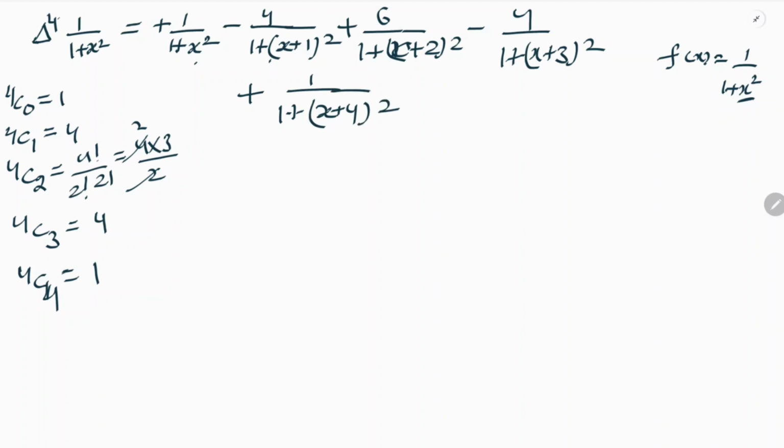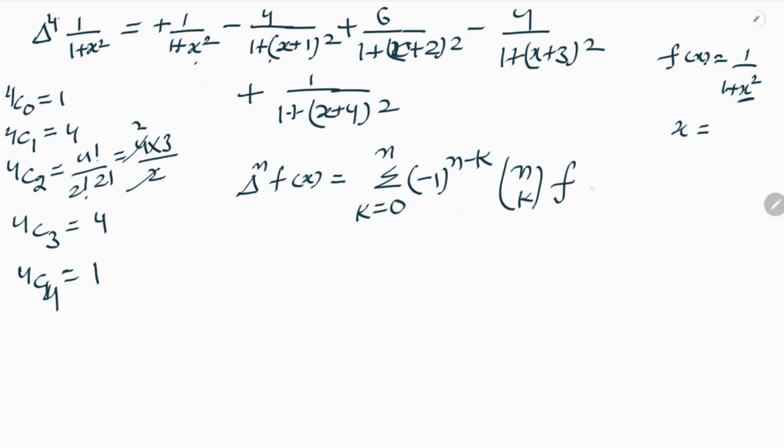Now we can solve it and put x equals 2 or 3, whatever is given in the question. So this is the method to use the formula: delta to the power n of f(x) equals summation, k going from 0 to n, minus 1 to the power n minus k, nCk, f(x plus k).